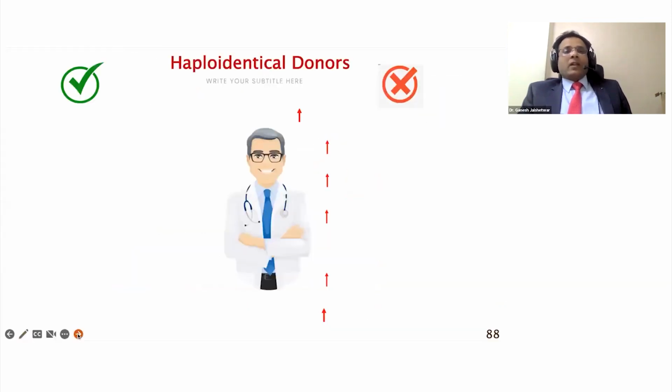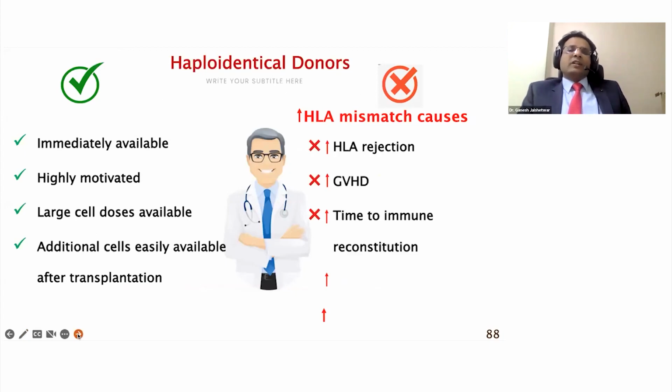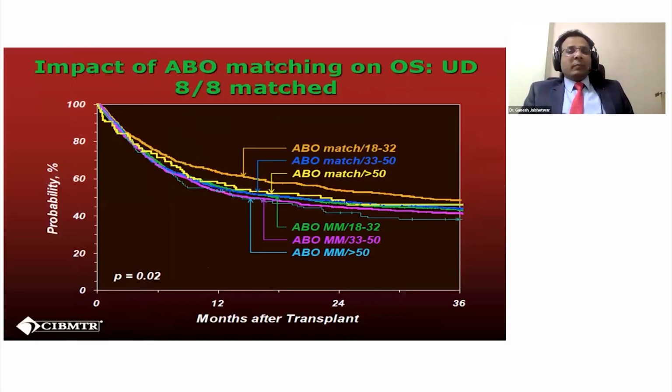So again, for haploidentical donors, there are many advantages. Of course, there are disadvantages, but there are novel advancements in the science and technology of transplant with which haploidentical transplant results can be almost as good as unrelated full match international donor transplants, and in some select circumstances as good as matched sibling donors. So again, regarding the impact of ABO matching, you can see mismatch.